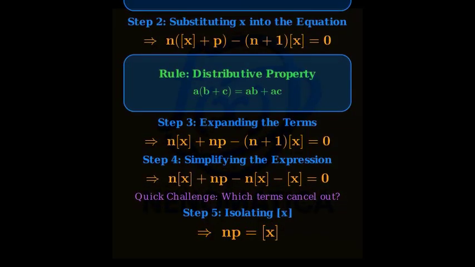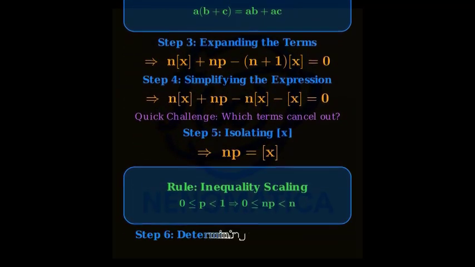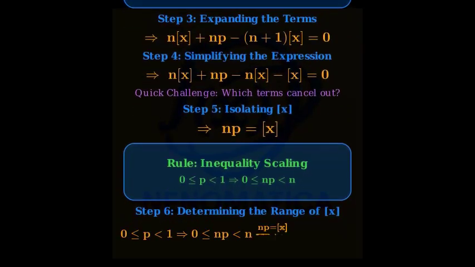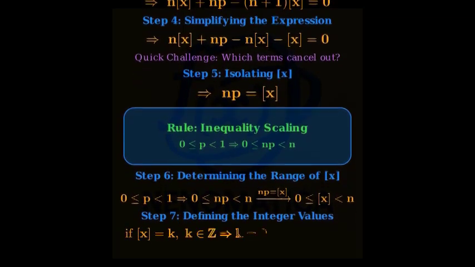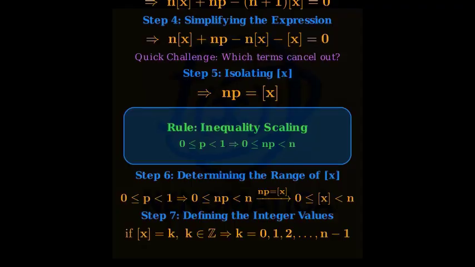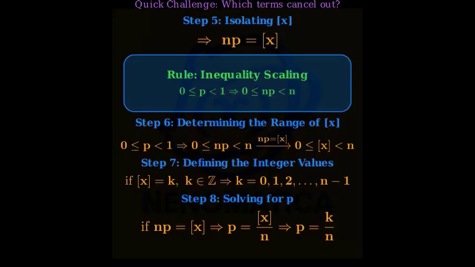Step 6. Determine the range of the floor. Scale the inequality by n. From 0 less than or equal to p less than 1, we get 0 less than or equal to np less than n. Since np equals floor of x, we have 0 less than or equal to floor of x less than n. Step 7. Define integer values. Let floor of x equal k, an integer from 0 up to n minus 1. Step 8. Solve for p. From np equals floor of x, substitute k to get p equals k over n.